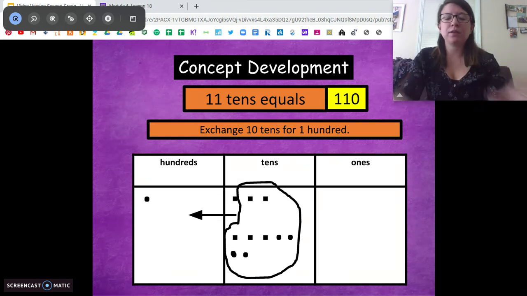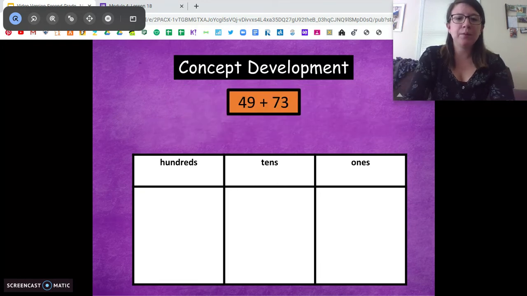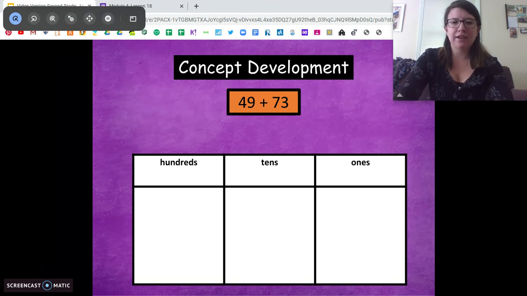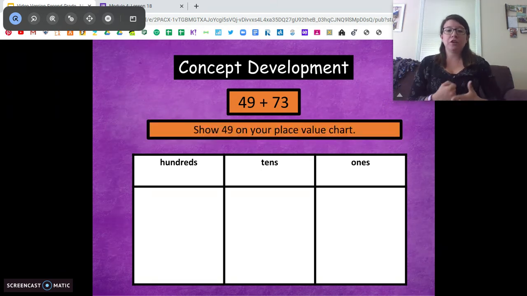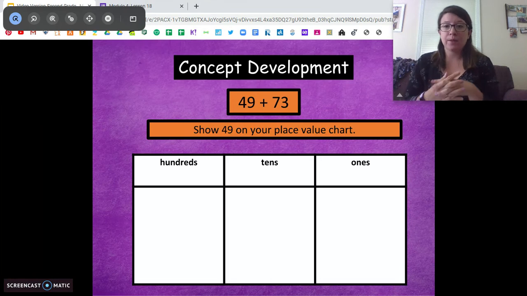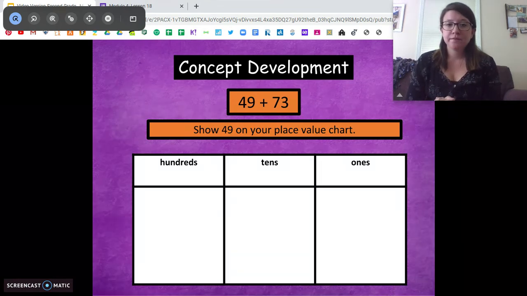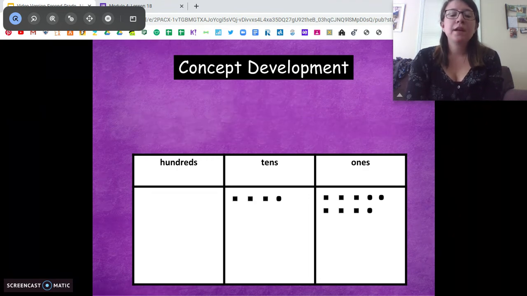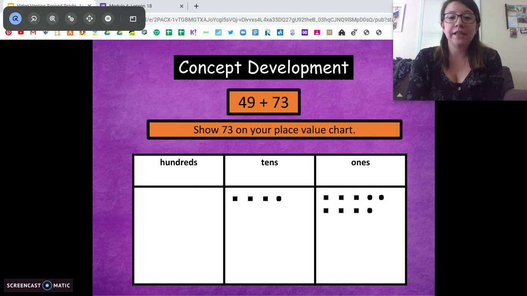All right, let's try another one. So clear your board. And here we go. We're going to try 49 plus 73. So show me 49 on your place value chart. Go ahead and pause and do that. Good. So it should look like this. 4 tens, 9 ones. Awesome. Now underneath that, show me 73. Good. Should have 7 tens, 3 ones.